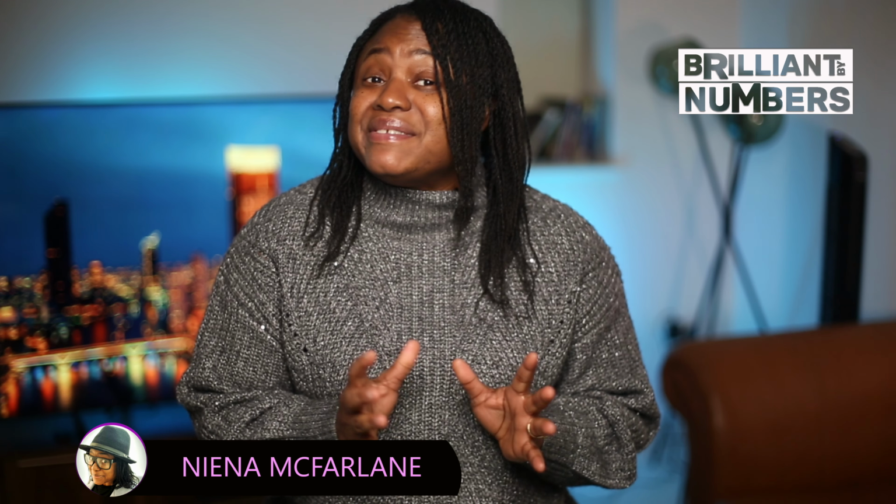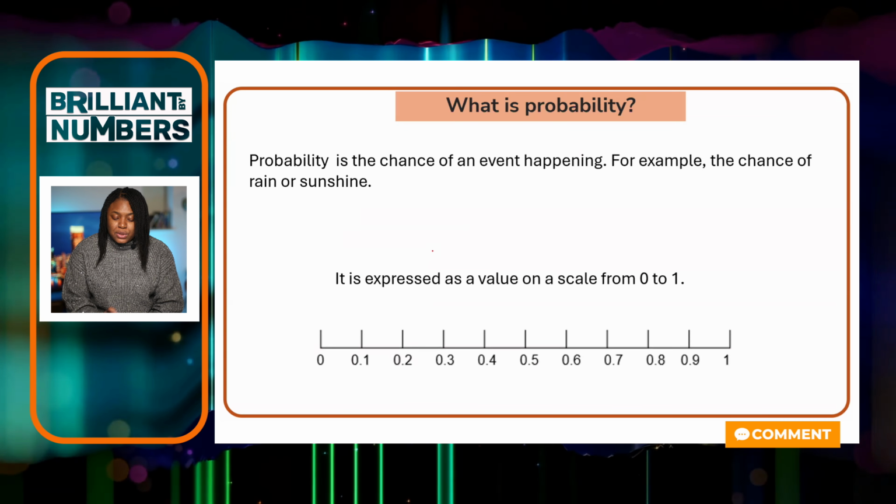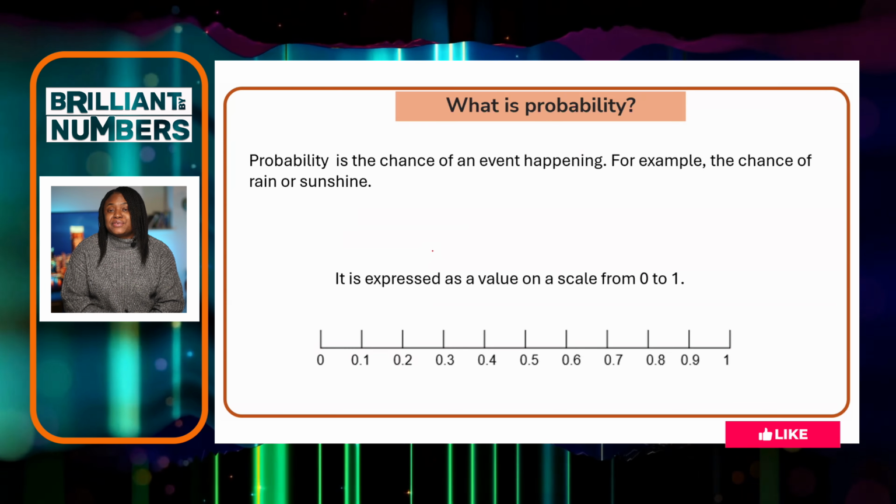So then, let's begin by defining probability. Probability is the chance of an event happening. For example, the chance of rain or the chance of sunshine. Now, it is expressed as a value from 0 to 1. So the values will be from 0 to 1.